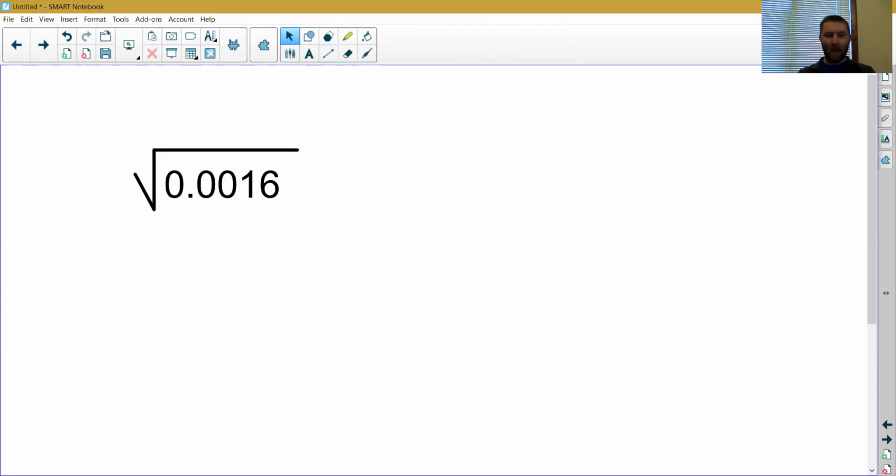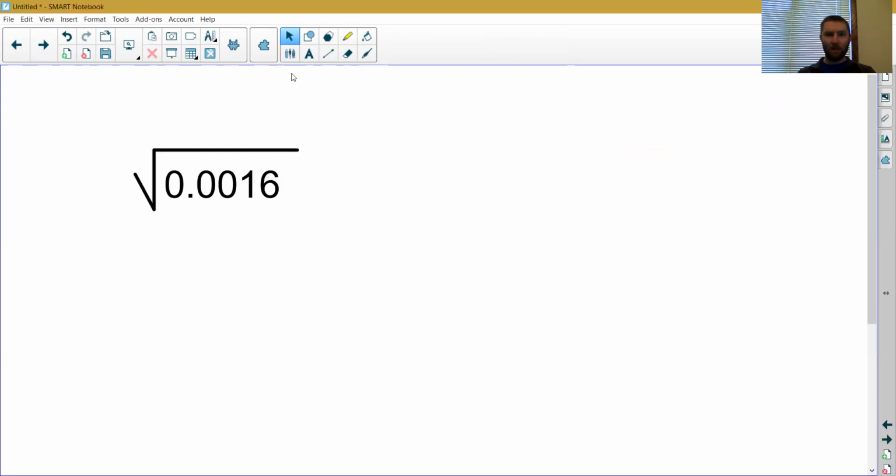Now I want to show you what happens when I do that on my calculator. In mine, I need to hit the second button, then my little square root symbol is right there in blue. So I get my square root symbol, and underneath it, I'm going to put 0.0016, I believe was my square root. I'm going to hit enter, and I get 0.04. So 0.04 is my answer for this square root, okay?